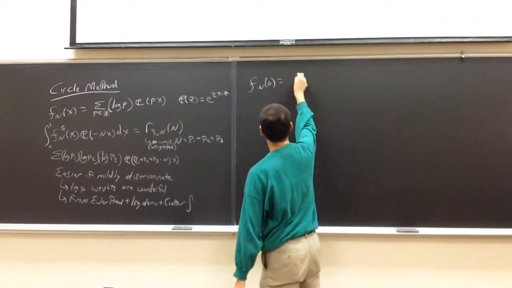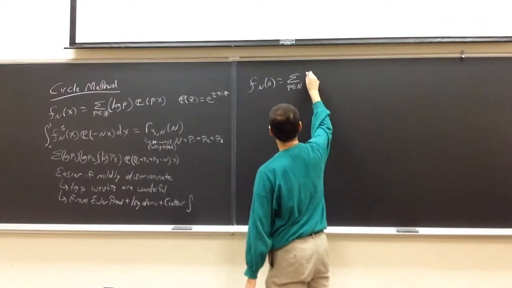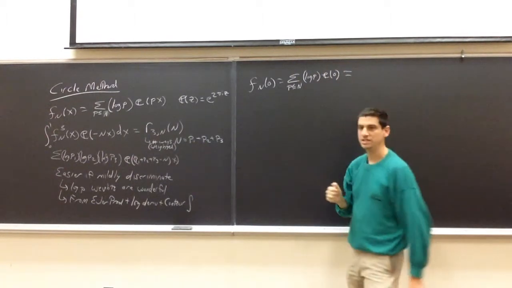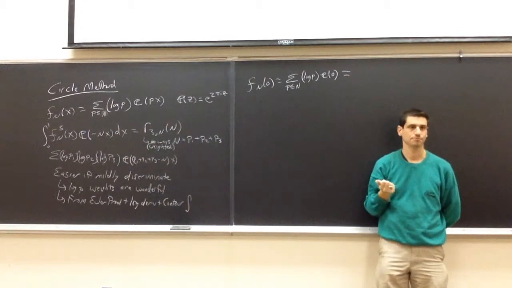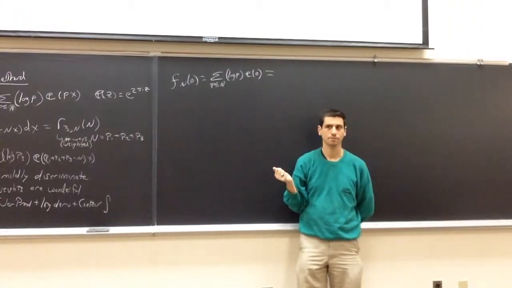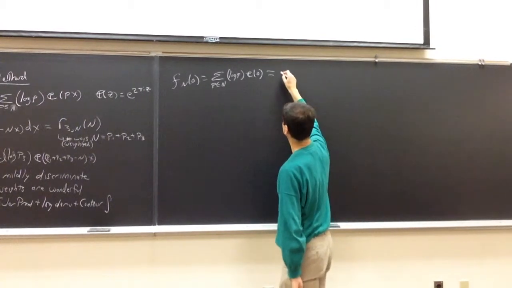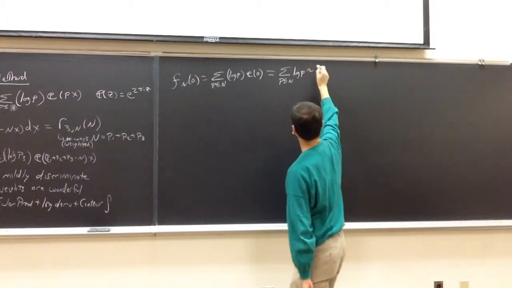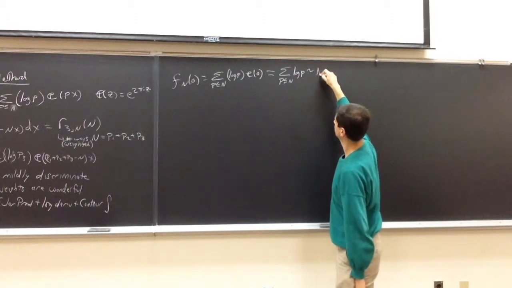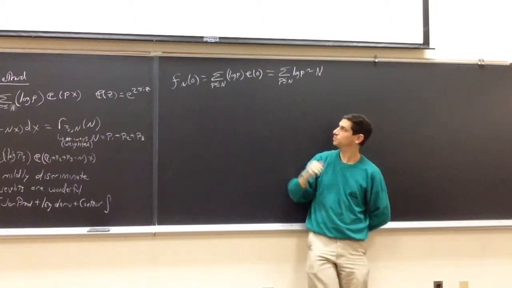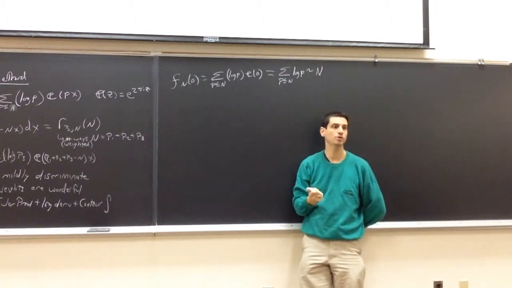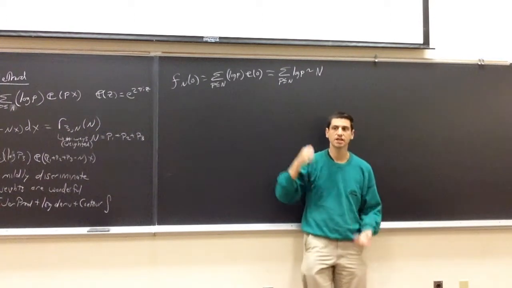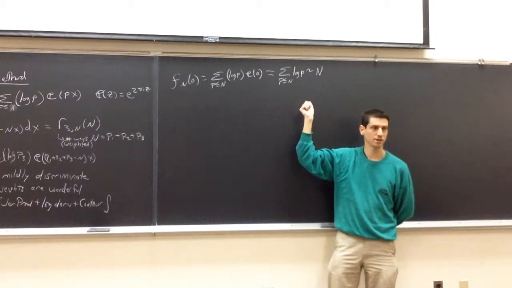f_N(0) is the sum over p less than or equal to N of log of p times e(0). Well, e(0) is always 1. So this is going to be the sum of all the primes less than or equal to N of log of p, which is going to be approximately N. If I was counting the primes up to N, it would be N over log N. Since each one is weighted by log N and they're all about the same size, it's not surprising that this sum is about size N.